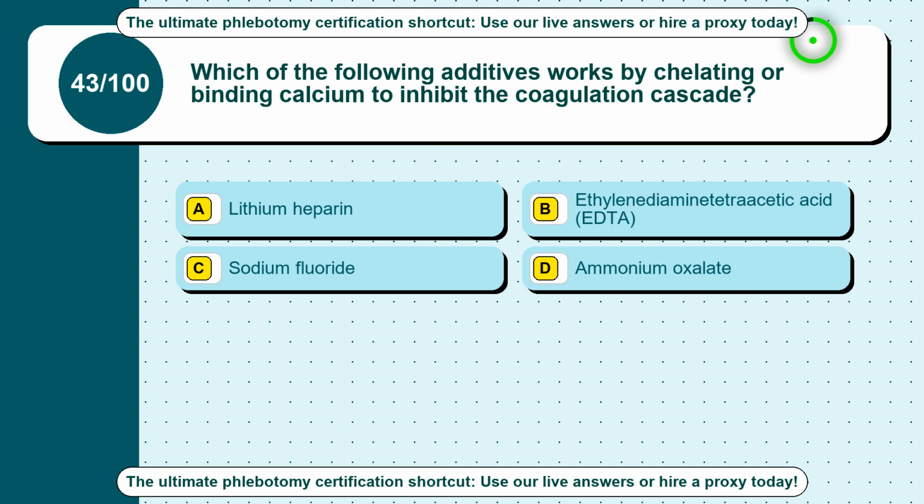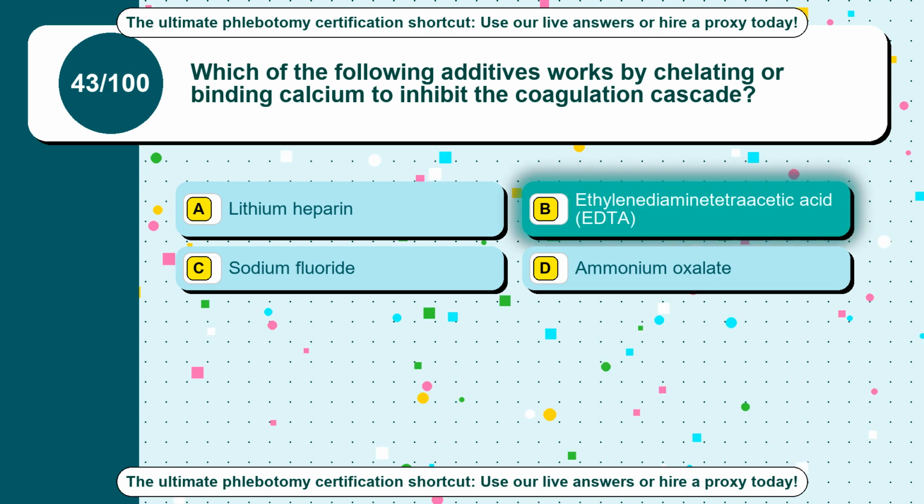Question 43. Which of the following additives works by chelating or binding calcium to inhibit the coagulation cascade? Option A. Lithium heparin. Option B. Ethylenediamine tetraacetic acid, EDTA. Option C. Sodium fluoride. Option D. Ammonium oxalate.